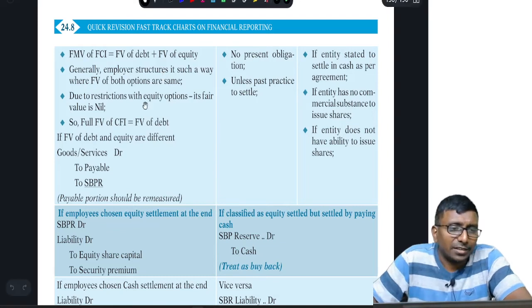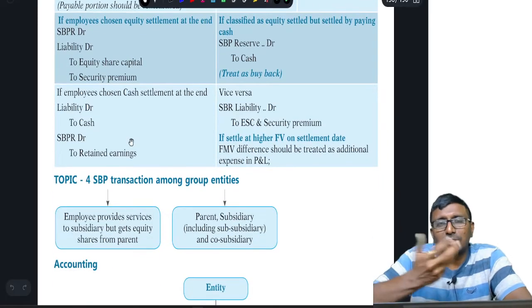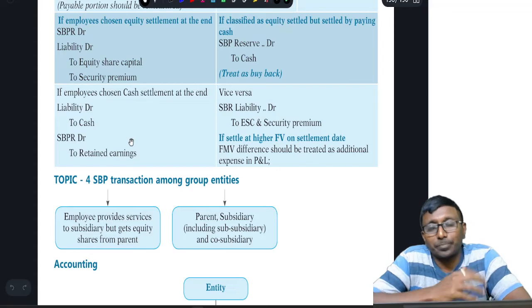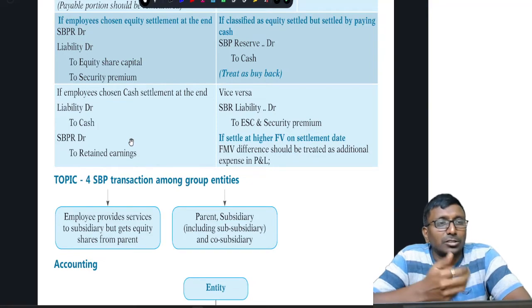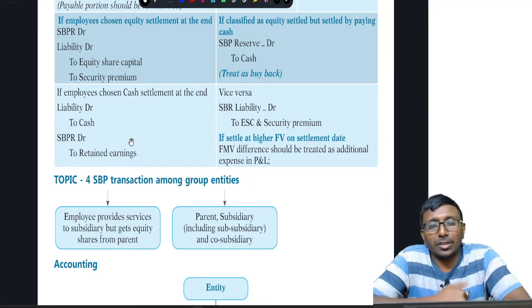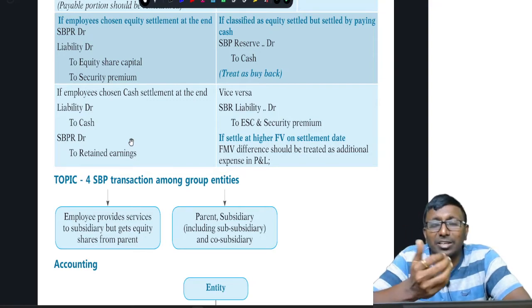Okay. And suppose, sir, today we thought it will be equity, and tomorrow cash settlement can happen, or vice versa can happen. Yes. So suppose we thought cash, and at the end of the day, equity settlement happened, sir. Okay, fine. What is there?